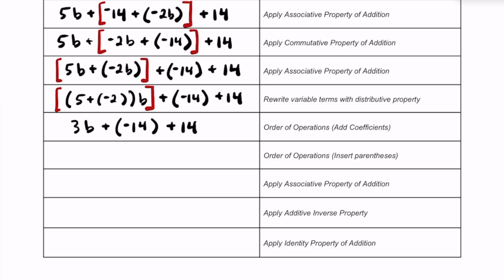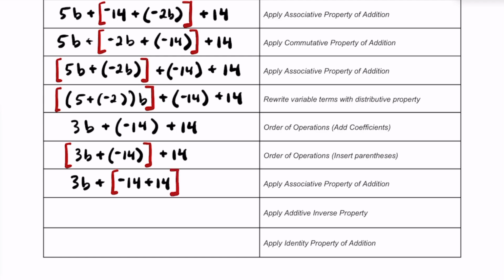Okay. Now let's apply the order of operations. It says insert parentheses or brackets. If we're going to do that, it has to be in the beginning from left to right if everything is addition. So it's going to be 3b plus -14, just like this. And then the plus 14 is going to go on the outside. It says apply the associative property, which means what? It means we're going to move the grouping symbol. Let's keep the 3b plus, and let's move the brackets over so it's -14 plus 14, and then keep the two constants in the parentheses.